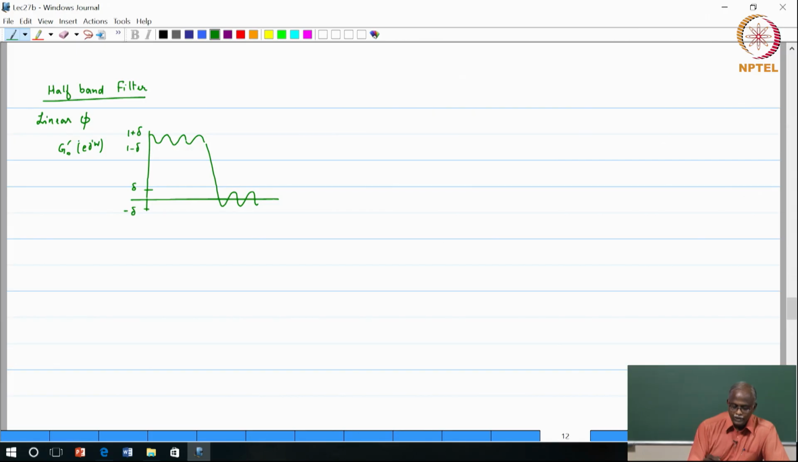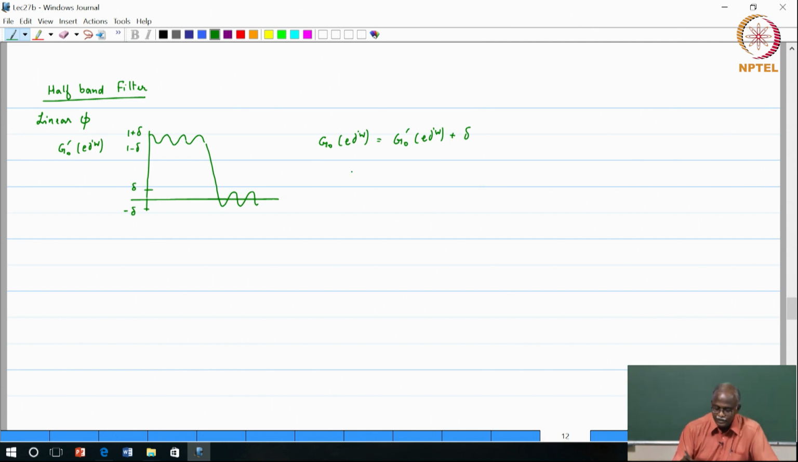Okay. Now, this is a 0 phase response. I have taken out the phase. So, this is a real valued function, but it can take positive and negative values. Now, if I define G naught E of j omega to be equal to G naught dash E of j omega plus delta.